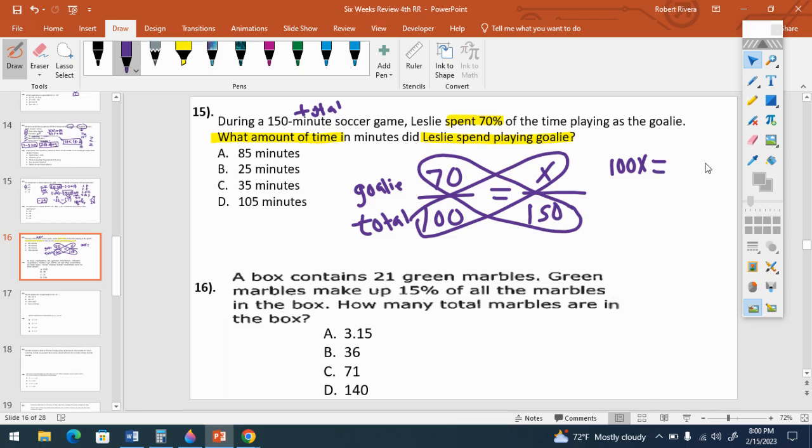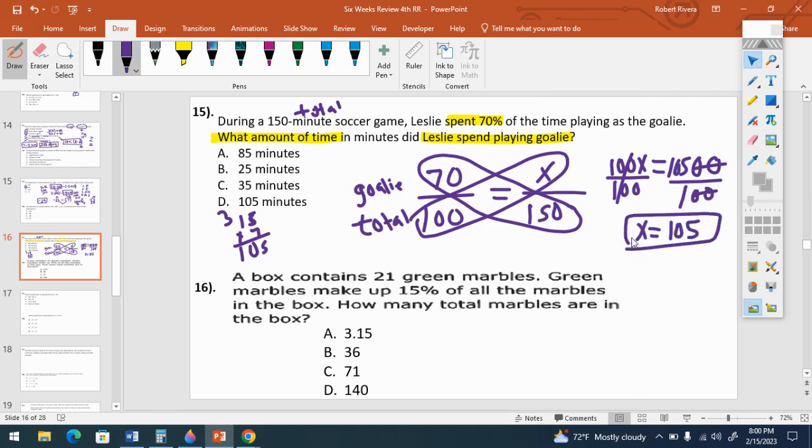When you have zeros at the end, you can drop them right there. It's 15 times 7. You can go to the side. 15 times 7. That's 35, 70, 105. So this would be 105. SATM tells you to divide by 100. What you do to one side, you do to the other, divided by 100. There's 2 zeros at the end over there, so I can drop 2 for 2. 105 divided by 1, so x equals 105 minutes. So Leslie spent 105 minutes as a goalie out of the 150. So the answer would be D.